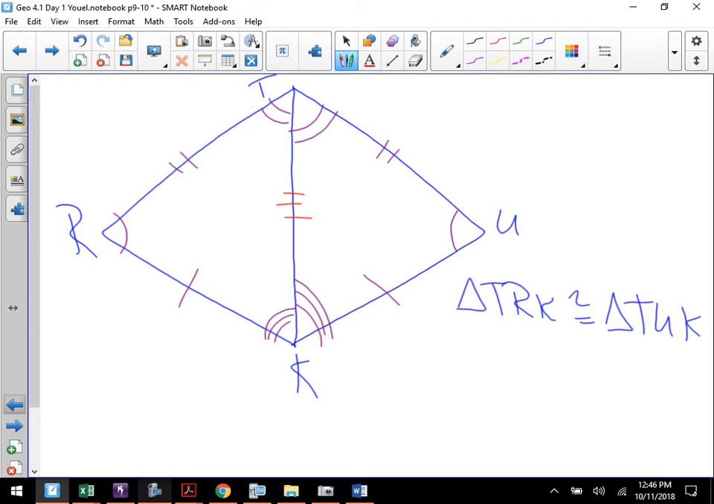I just forgot to tell you this thing called the reflexive property. Does that make sense about how that works? Okay, that's what we call a reflexive property.